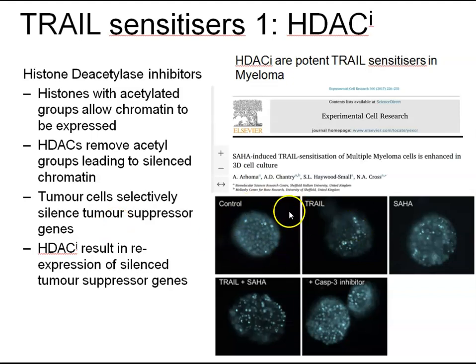And what we can see here is a 3D cell culture of multiple myeloma. Treat with TRAIL, we get a bit of death. Treat with SAHA, we get a bit of death, and these very bright cells are apoptotic cells. Combine TRAIL and SAHA, which is an HDAC inhibitor, and we get the majority of cells killed. We can then block that activity with a caspase 3 inhibitor, showing that this is an apoptosis-mediated response.